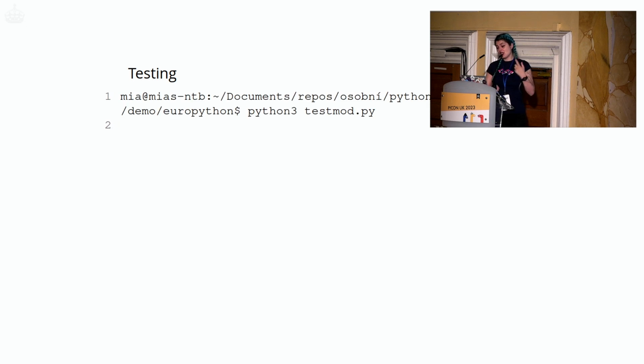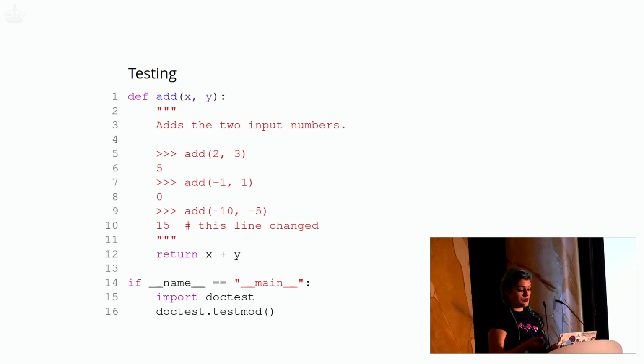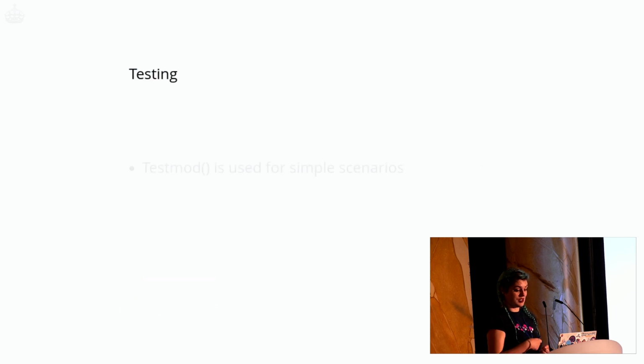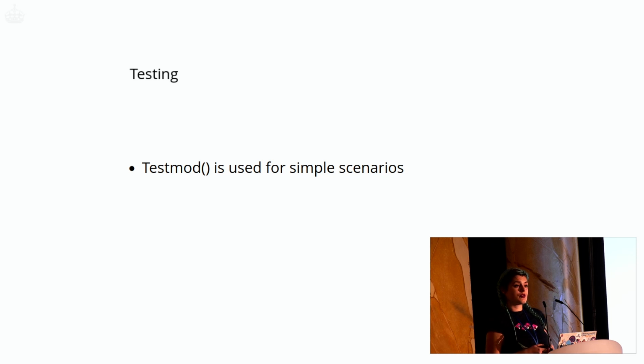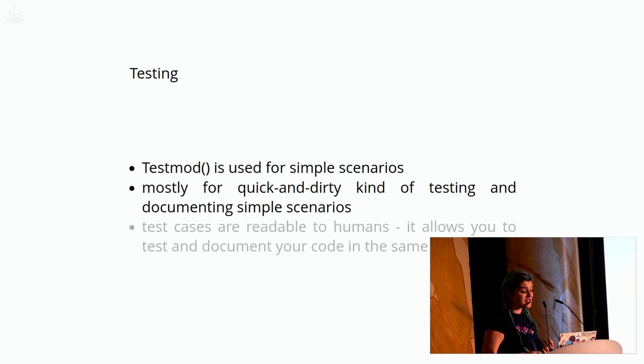documentation for your script. So if we run this, we see that nothing happens, which is normal because there are no errors in our examples. But let's say we change our test. Notice here on line 10 that we changed it from -15 to 15, and if we run it again, we can see that our test failed. Expected 15, got -15. So doctest is used for very simple scenarios, mostly for quick and dirty kind of testing and documenting simple scenarios, very small scripts.